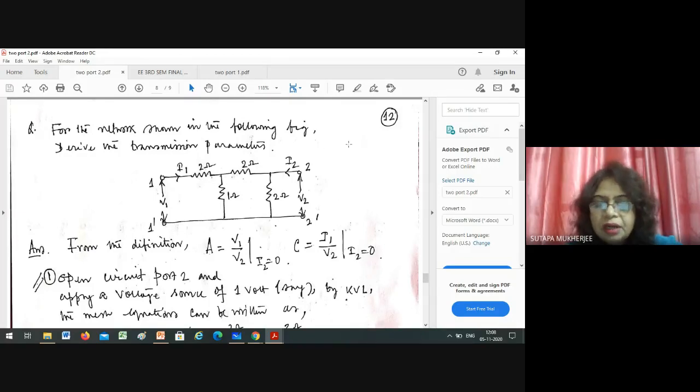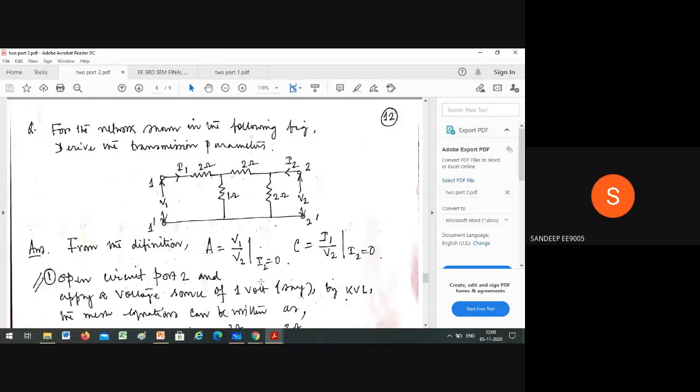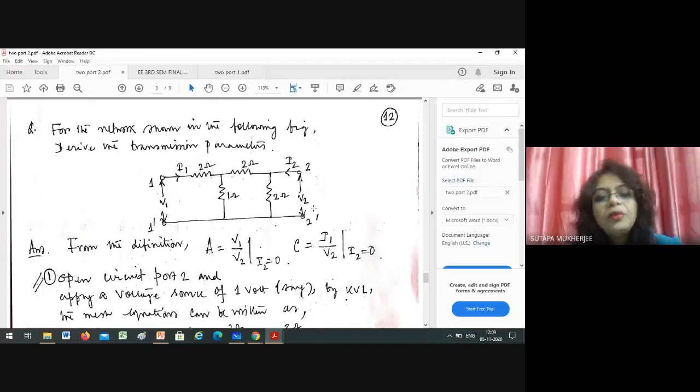So when I2 equals 0, what do I have to do? Ma'am, port 2 has to be open circuited. Right? So make port 2 open circuit, and write down the equations. Port number 2 is open, and you have to put a 1 volt source at port 1. Draw the circuit, keep port 2 open and put a 1 volt source at port 1, and after drawing the circuit, determine the equations and solve them. Do it first.